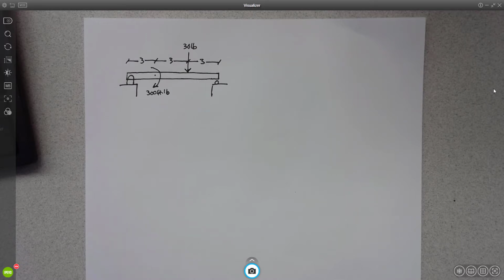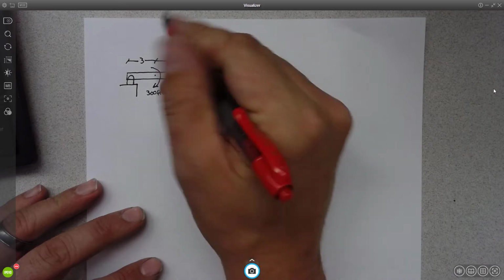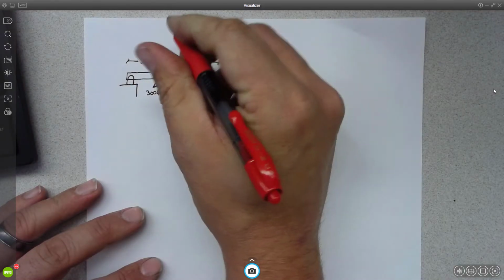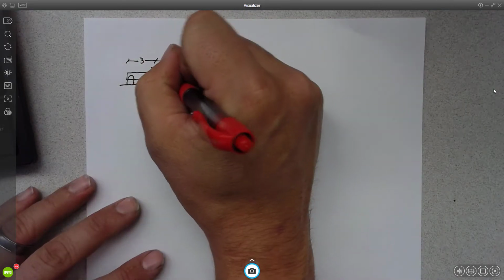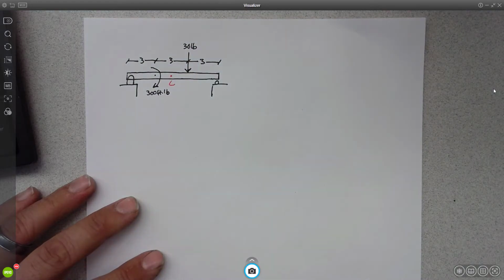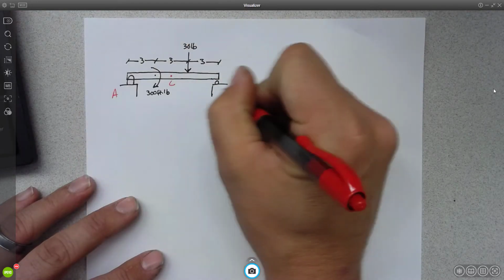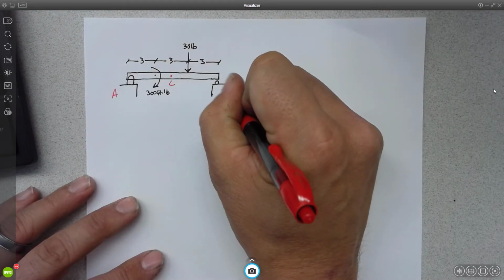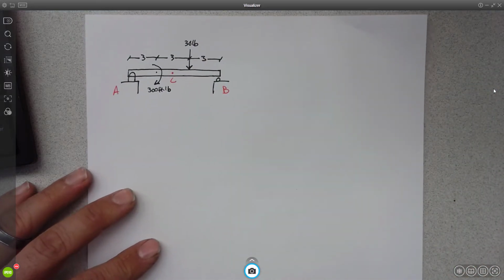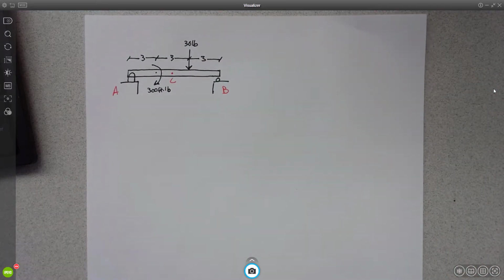Maybe? Hopefully? Okay. So let's start with finding the internal loads at the center of this guy. Okay, so we'll just say it's right in the middle. Okay, so go ahead and find me the internal loads at C. Get you warmed up.